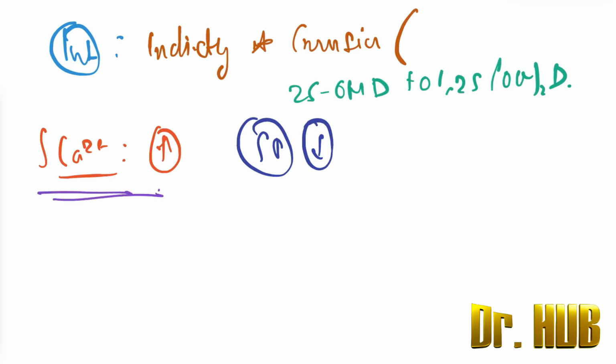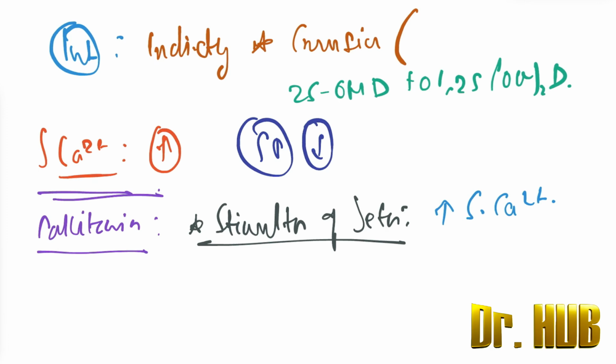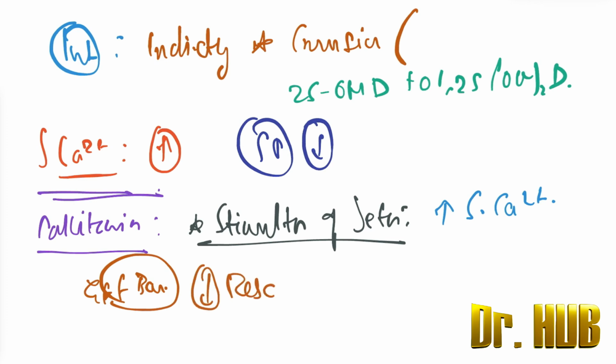Next we'll move on to calcitonin. What is the stimulation of secretion? The stimulation of secretion is the increase in the serum calcium. An increase in serum calcium will lead to an increase in calcitonin. And the effect on the bone: in parathyroid hormone there was increased resorption, whereas in calcitonin there is a decrease in the resorption.